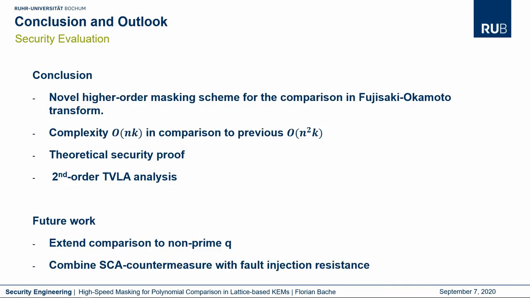To conclude this presentation, we propose a new higher order masking algorithm for the comparison function in the Fujisaki-Okamoto transform. It has a complexity which is proportional to the number of coefficients and the masking order. So it's linear in the masking order, in comparison to the previous A to B based approach, which is quadratic in the masking order. We also provided a theoretical security proof of our algorithm, and a practical second order test vector leakage assessment analysis, which you just saw.